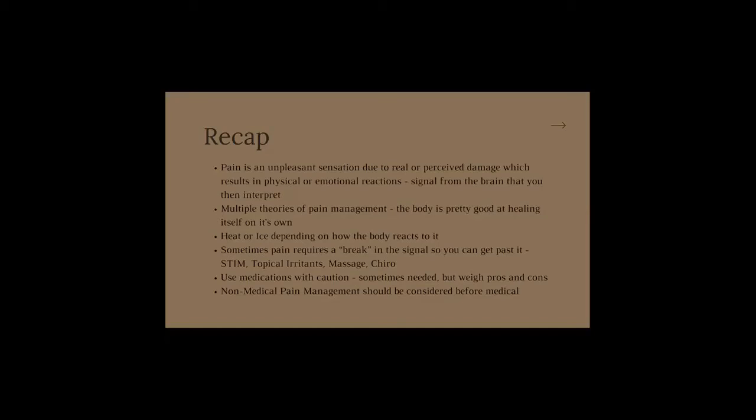And then all non-medical pain management, even the stuff we talked about today, other than the medications, should be considered before we talk about things like meds, surgery, all those drastic measures. There are a lot of things that we can cross off the list before we get to that point.